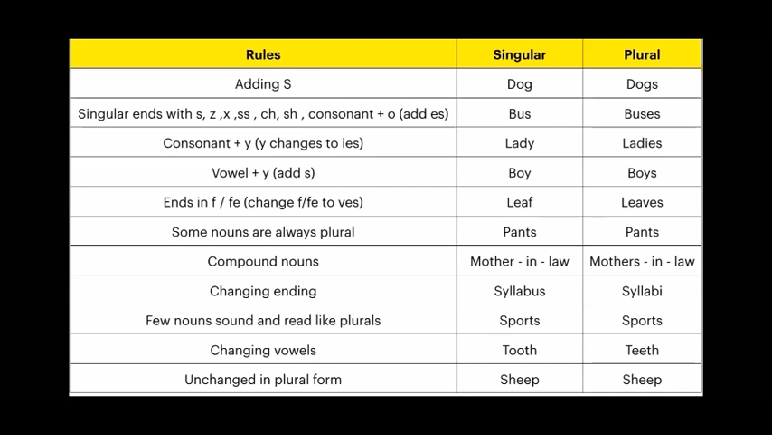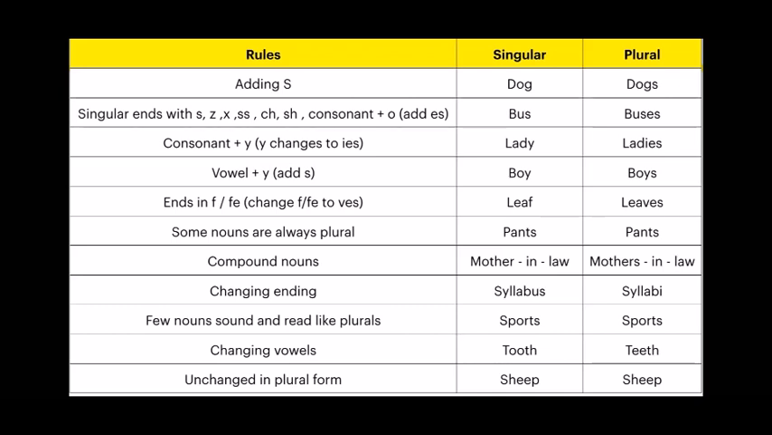Now, what is consonant? Children, in the English alphabet, there are 26 letters. Out of 26 letters, A, E, I, O, U, 5 letters are vowels. Other than those 5 letters, all the other 21 letters are called consonants. So, if the word ends with O and before O there is a consonant, then we add es to make it plural. Bus becomes buses.